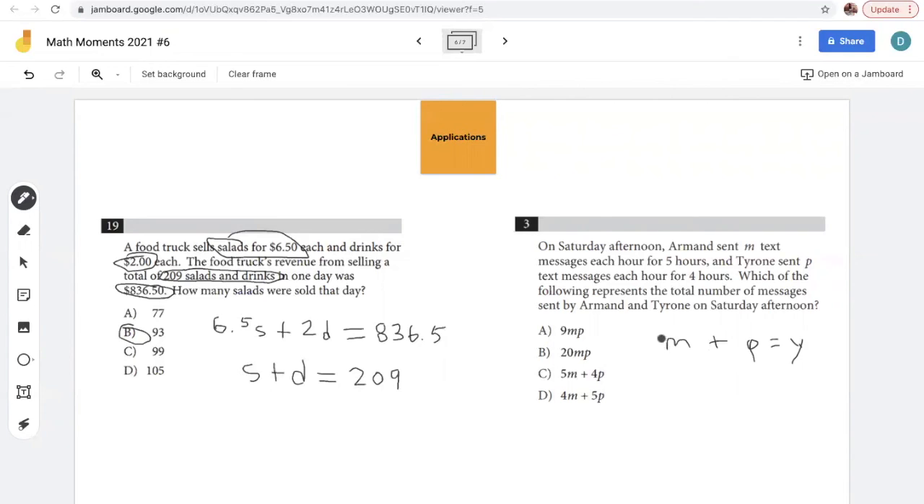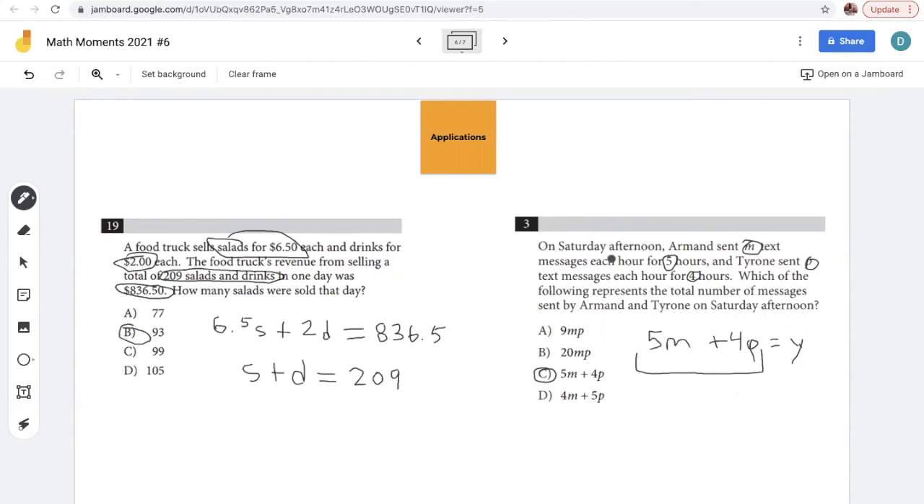So we need to multiply each of these by the number of hours that these guys spent texting. So we have 5 hours and 4 hours. Well, Armand did 5 hours, and notice he is M. So we're going to put a 5 here, meaning 5 hours times the number of text messages each hour. Then Tyrone is P, and he did 4 hours, so it's the same reasoning here. Now, which of these options is exactly like what we just wrote? And it would be C here.